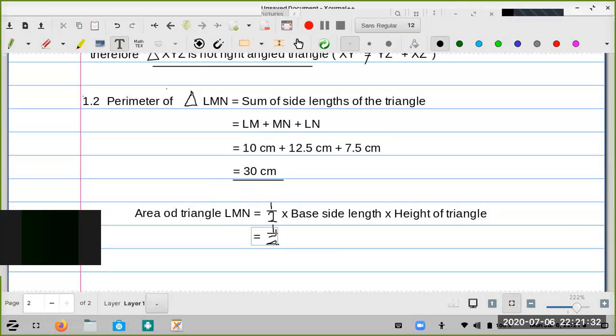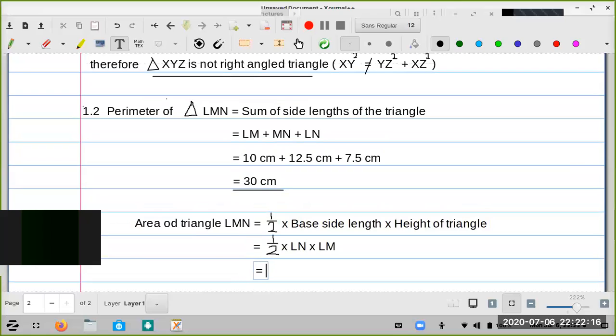Then from there we are going to substitute. What is going to be the base? Let the base be LM, or we can make use of LN, right? LN multiplied by LM, which means the height is LM and the base is LN. But we can use these interchangeably. We will still come up with the same answer, since multiplication is commutative, right?